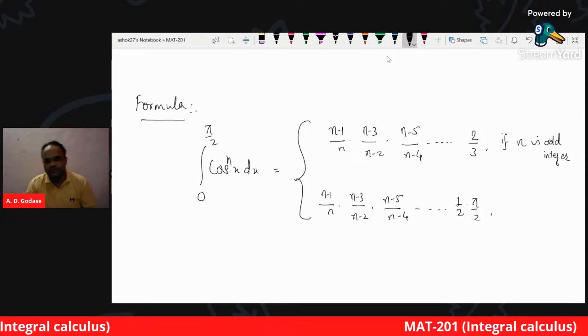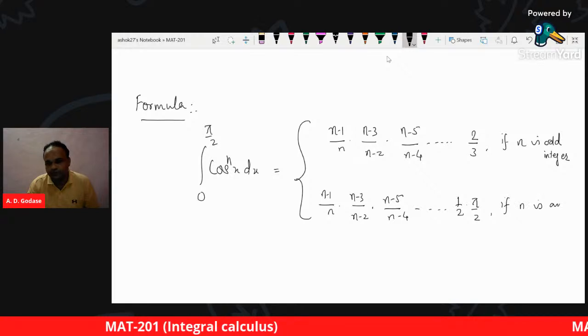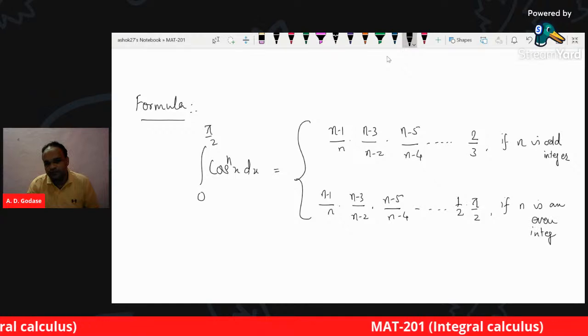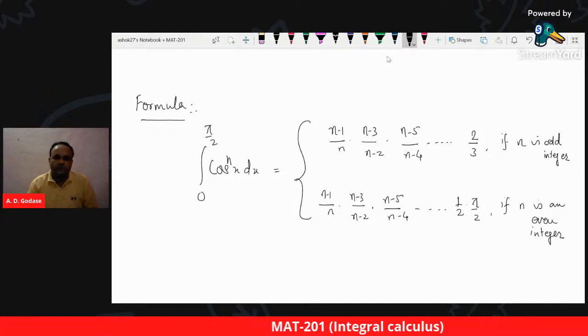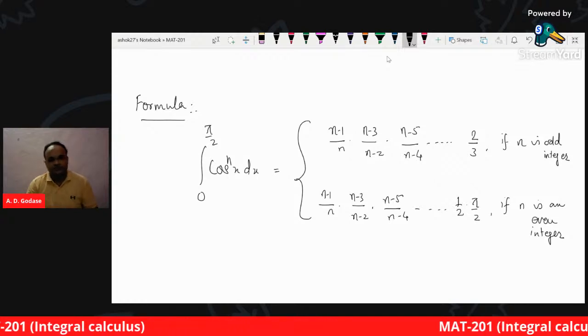So this is the case when n is an even integer. If n is an even integer, then the value of this integration is equal to this. Same formula we have seen for integration of sin raised to n x dx. So what is the derivation of this formula?